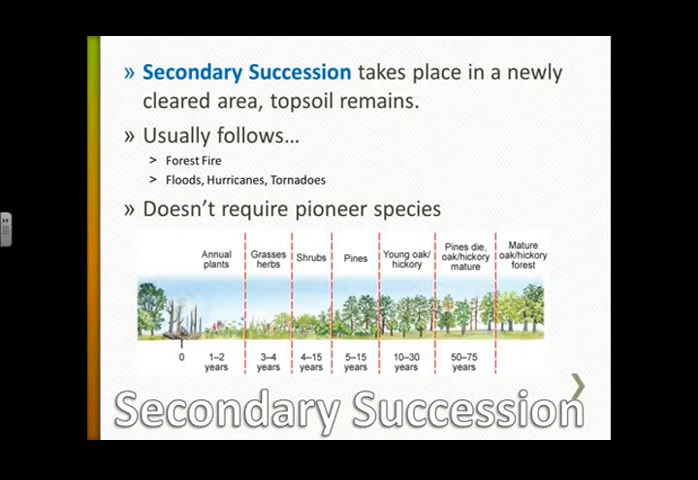Secondary succession takes place in a newly cleared area, but topsoil is still there. So it's empty, but you still have soil. Usually follows something like a forest fire, floods, hurricanes, tornadoes. It's cleared out any of the big things. So this does not require a pioneer species because that topsoil is already there. So you can see you start to get some plants very early on, still getting those shrubs, then pine trees, and then your bigger trees from there.